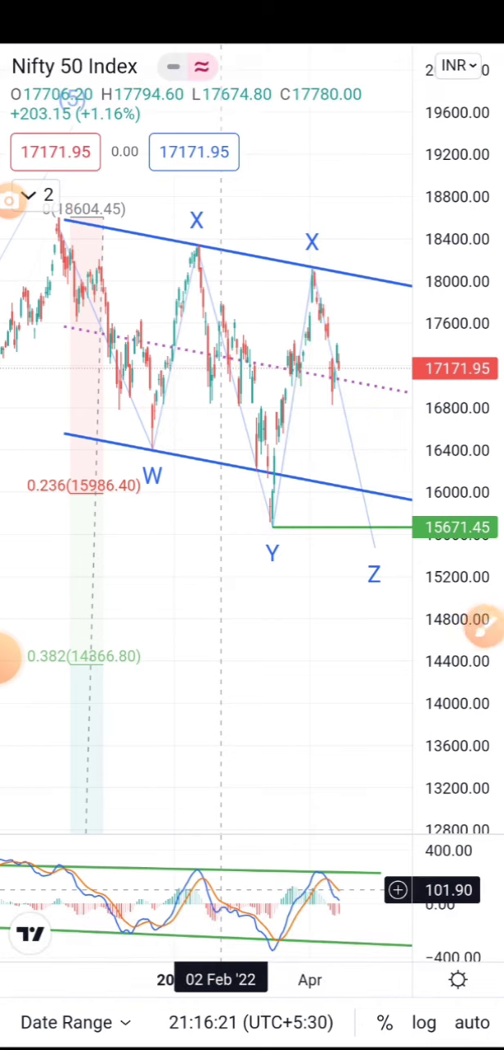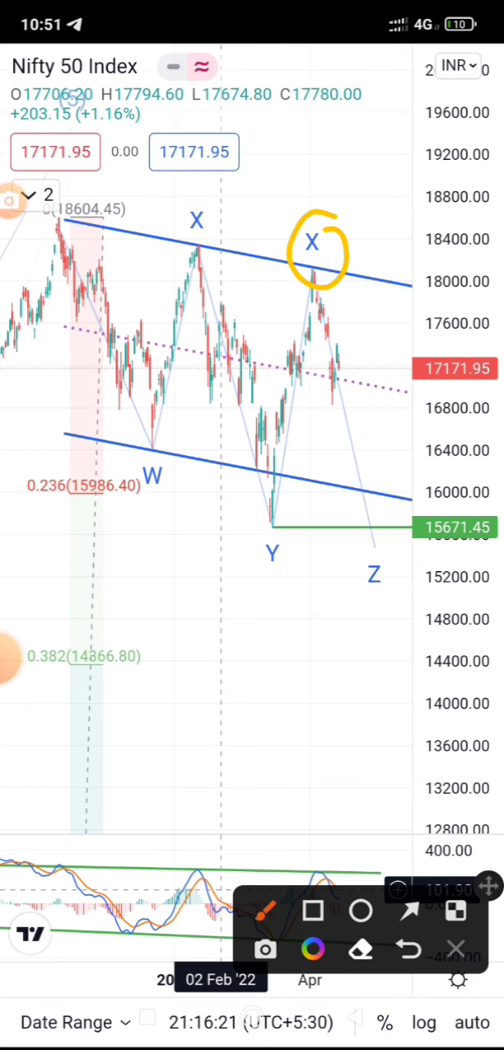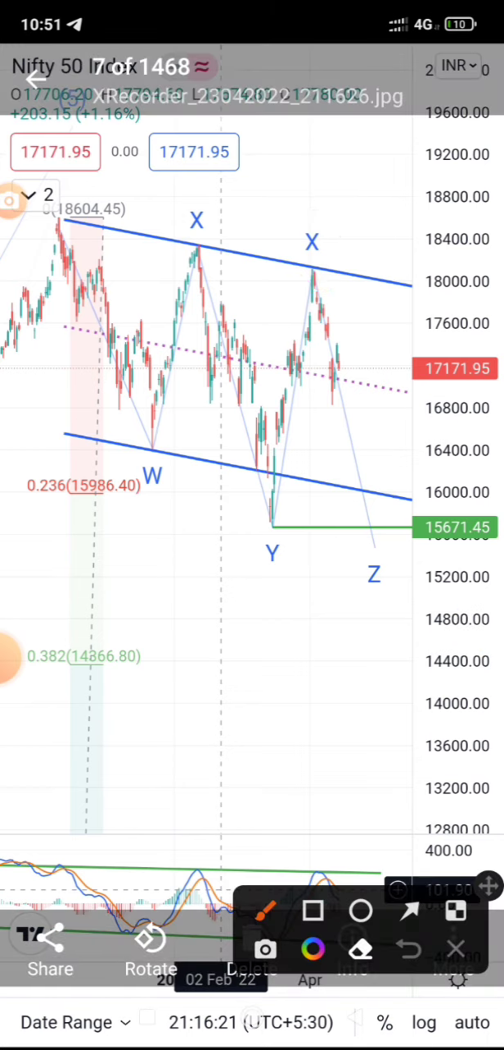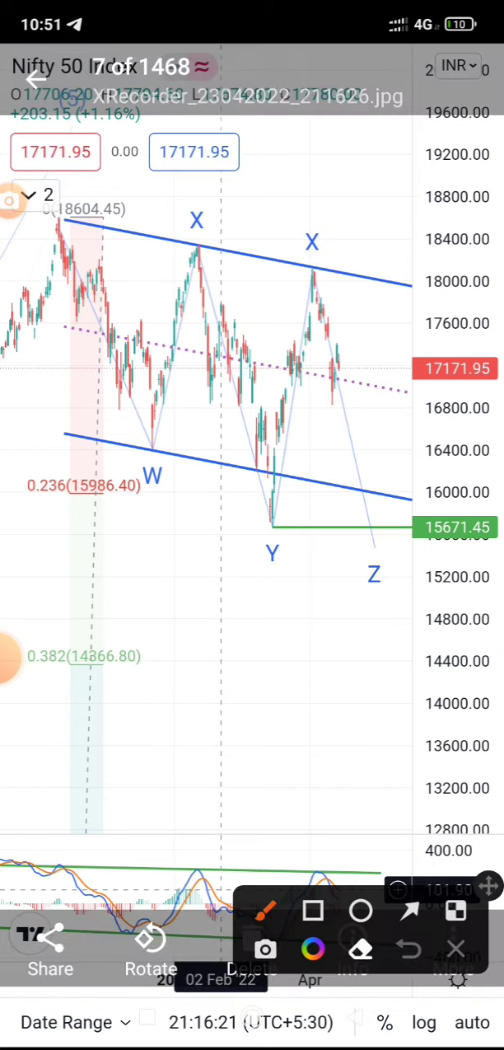I have pretty good confidence on this. Unless this is broken, I will not change my view. I'll change the view only when it is broken. Pretty much in line with our view, Nifty is going to break this one and make a smaller low. That's what our analysis says. We also mentioned Nifty is going to repeat this pattern here.